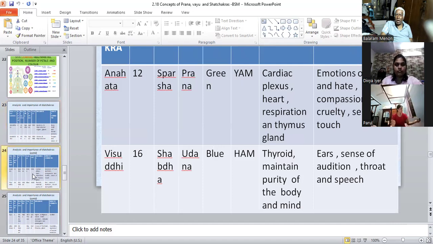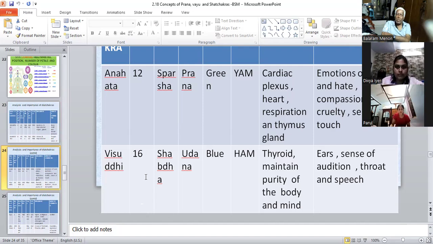Anahata chakra, heart, green in color, sparsha, touch, prana. Why prana? Because prana is lying near the respiratory system, and prana is dominant among the pancha pranas. Green in color, yam, cardiac plexus, heart, emotions of love and hate, compassion and cruelty, sense of touch.